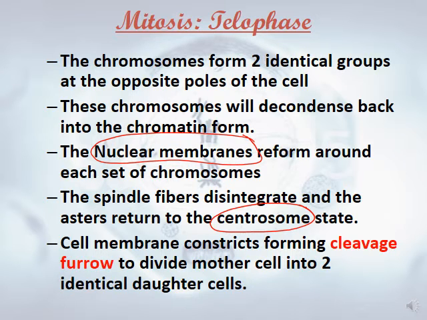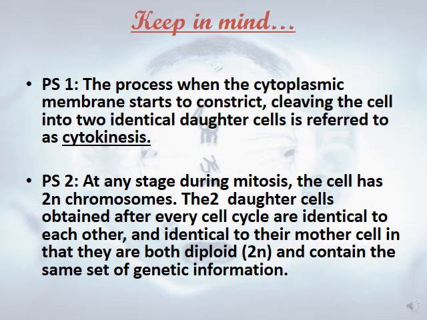So what about cytokinesis? Cytokinesis is the process when the cytoplasmic membrane starts to constrict, cleaving the cell into two identical daughter cells. We call it cytokinesis. Note too that at any stage during mitosis, the cell has 2N chromosomes. The two daughter cells obtained after each cell cycle are identical to each other, as well as to the mother cell, both being diploid, 2N, and containing the same genetic information.